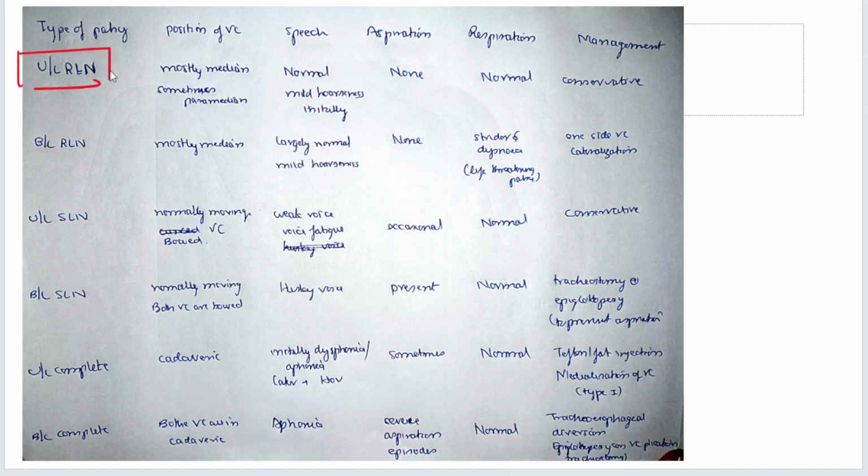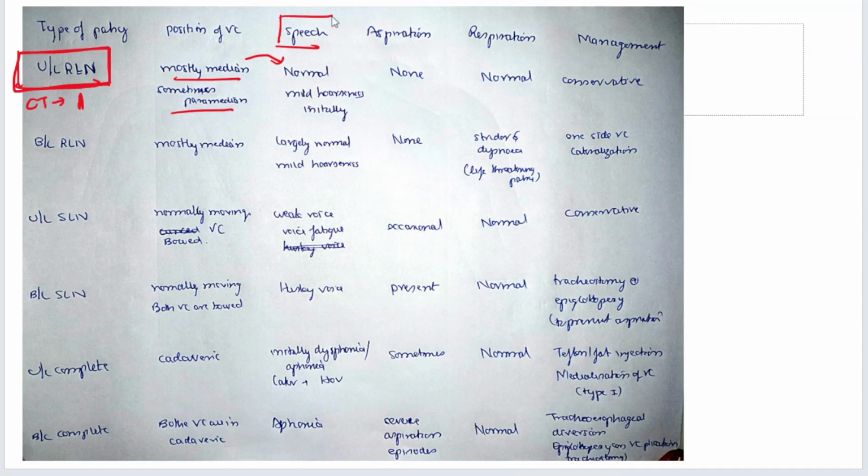Unilateral recurrent laryngeal nerve palsy, what happens? All the muscles of the larynx except the cricothyroid are gone. Cricothyroid is functioning. Cricothyroid causes the vocal cord to come to the median or the paramedian position. So the vocal cord is mostly median, sometimes paramedian. If it is median, speech will be normal.